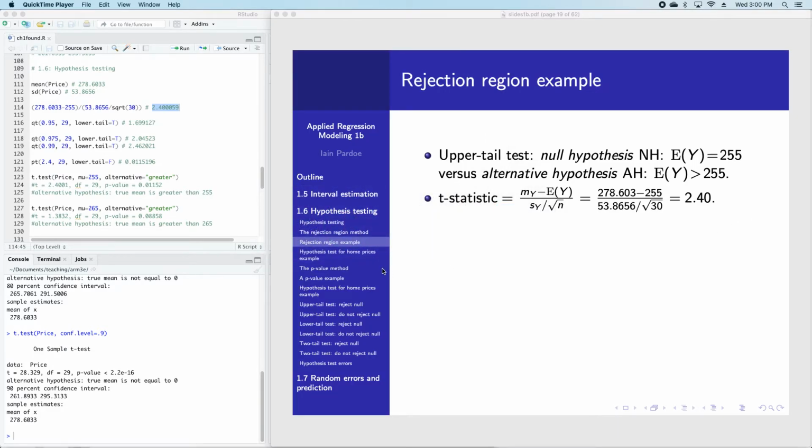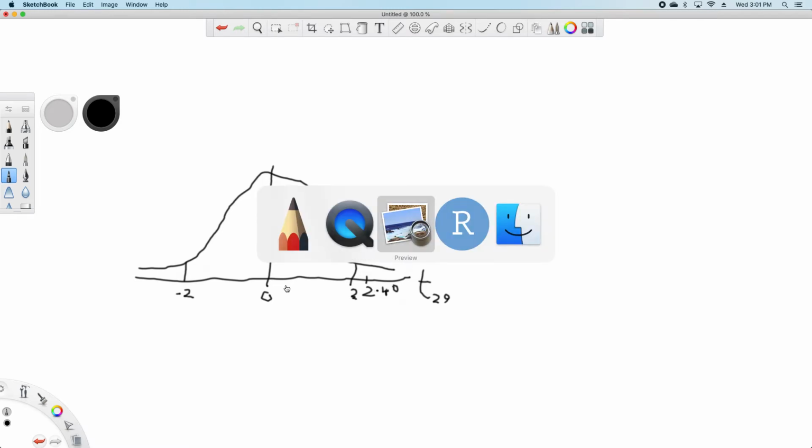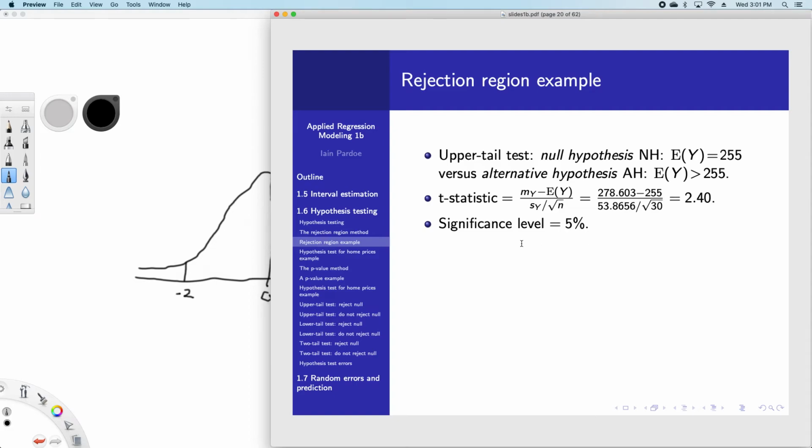So I could draw that on my picture. 2.40, I'm going to draw it there. Okay, so it's kind of out in this right tail, but the question is, is it far enough out in the tail for me to reject my null hypothesis? Or is it close enough to 0 that we cannot reject the null hypothesis? So we need to do a little bit more work before we can make that determination.